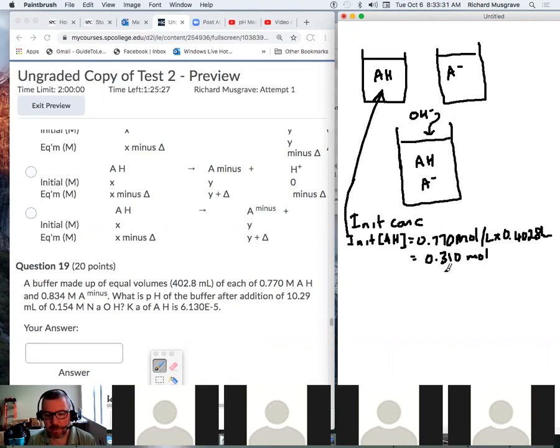The reason we have to convert to moles is because we're changing the concentration. The moles aren't changing until we do a reaction, but we know that if there's 0.310 moles in the initial solution, even once it gets diluted with the other portion of the buffer, it's still going to be 0.310 moles.